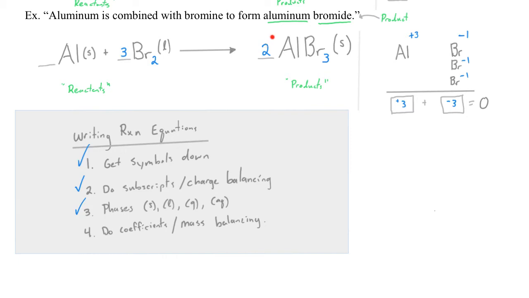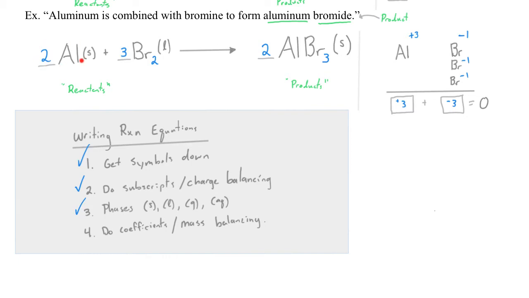So here we have the 2 aluminum, but over here there was only 1. So we need to rebalance by putting a 2 right in front of aluminum. Now I always like to go back and just do a quick double check to make sure that we have the right number and type of all of the elements.